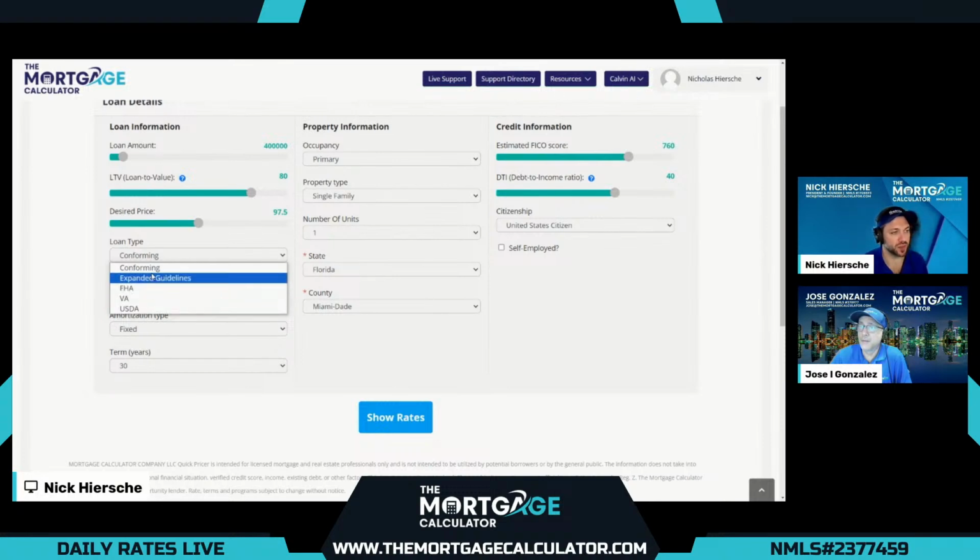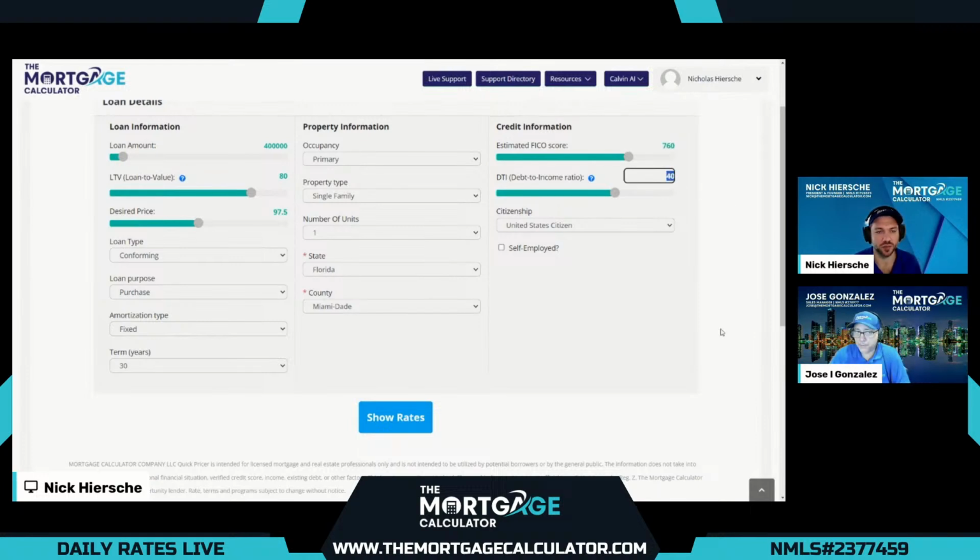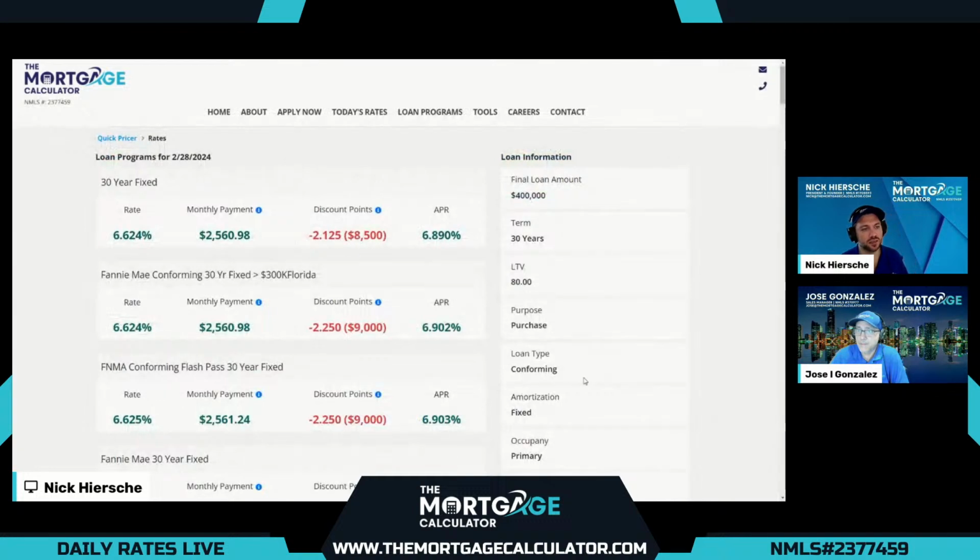We'll start today with conforming conventional, purchase, 30-year fixed, standard loan, primary occupancy, single family home, 1 unit, state of Florida, county of Miami-Dade. And for all the demos here, we'll use a credit score of 760 and an estimated debt to income ratio here of 40. So with these settings, let's see what we're looking at this morning.